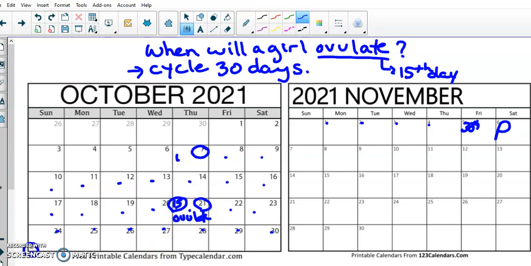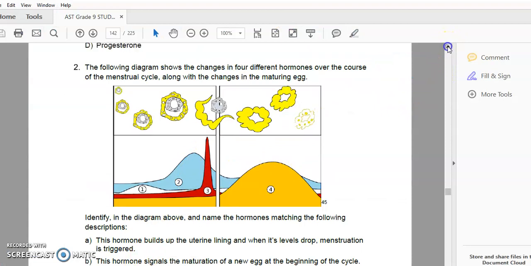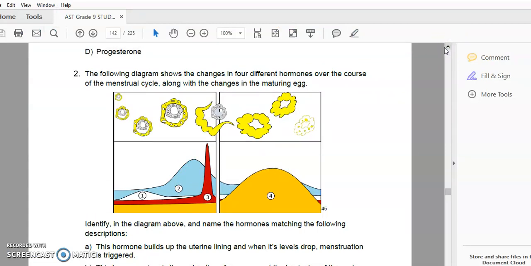One last thing I want to show you before I let you go. If you open up your study guide, page 142, there's a question, number 2. And I really like the way it's set up. Again, this is related to the ovarian cycle, but you see how it's all so related. Everything is connected. I like how it really shows you the roller coaster. In this case, I guess that would be like the Goliath or something.